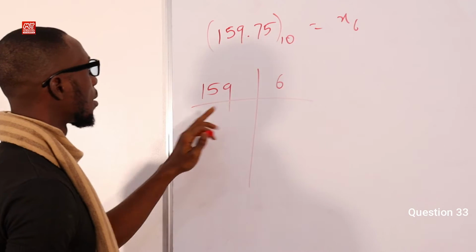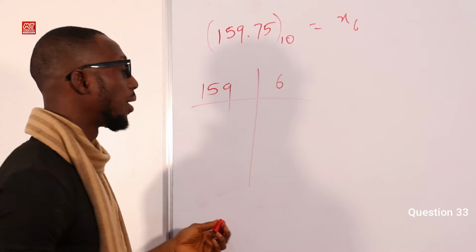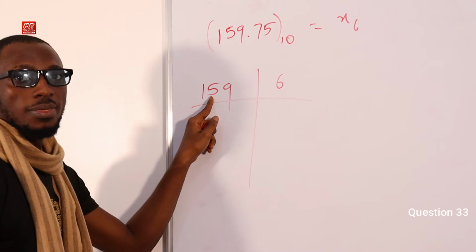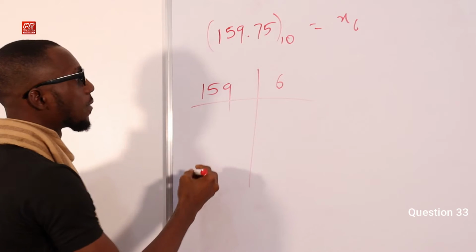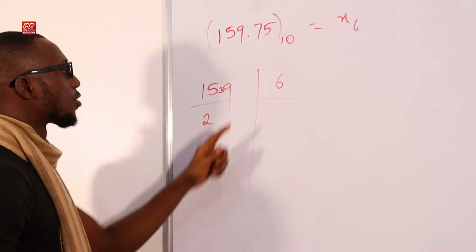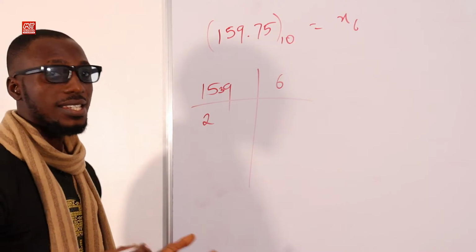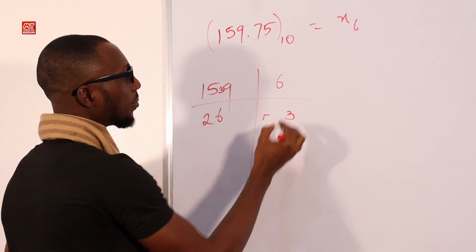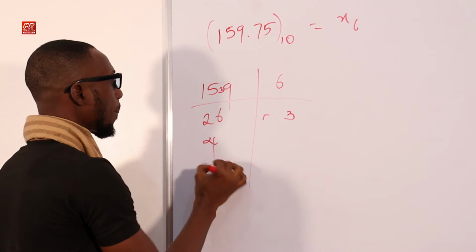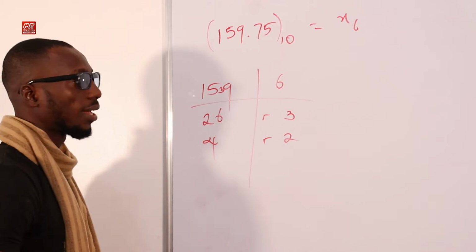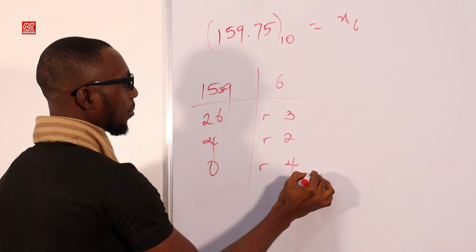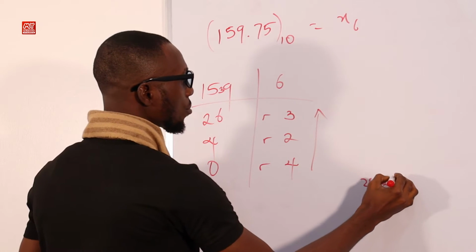So we have 6 in 159. You can do it in a very simple way for yourself. 6 in 159, 6 in 15, that gives 2, remainder 3, right? So 6 in 39, that is 6, remaining 3. All right, so we have 6 in 26, that is 4, remaining 2. 6 in 4, that is 0, remaining 4. So I can see this is 4, 2, 3.